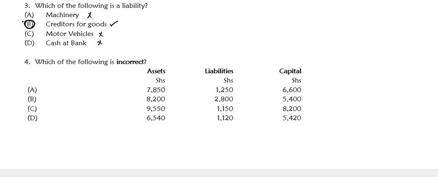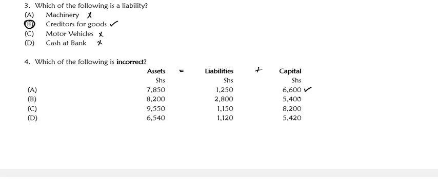Which of the following is incorrect? Still, they are taking you back to the accounting equation. Remember, when it comes to the accounting equation, assets will always equal to liabilities plus equity. So let's try to find out. When you add the liabilities, 1,250 plus 6,600, you get 7,850. They are asking for the option which is incorrect. So option A, that is correct. When you add the liabilities plus capital, you get 7,850.